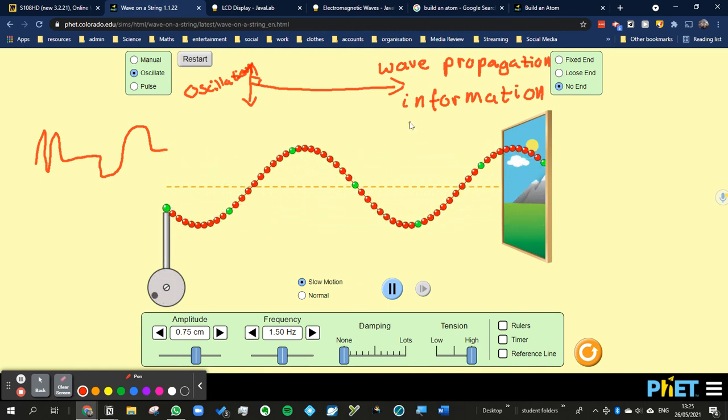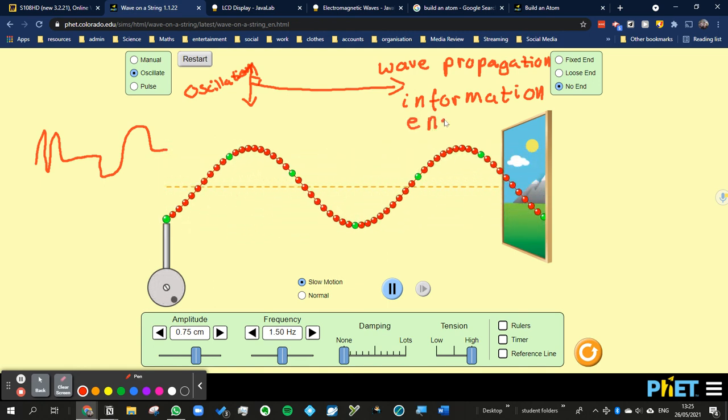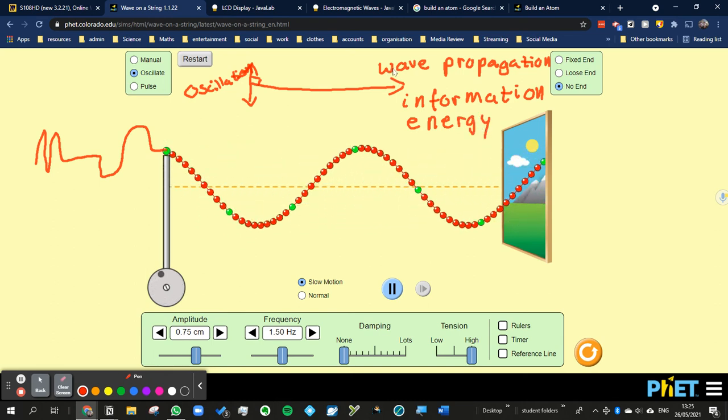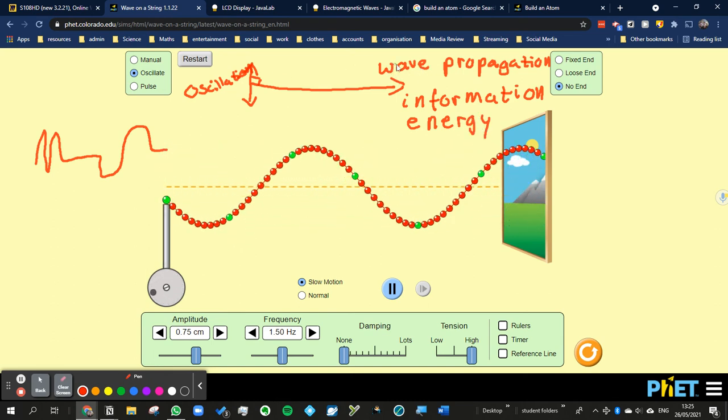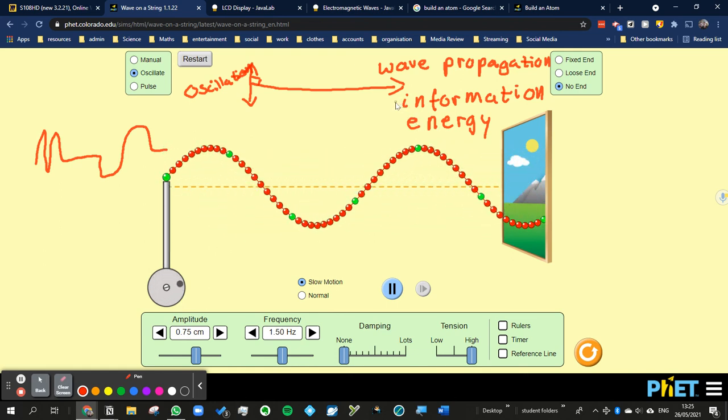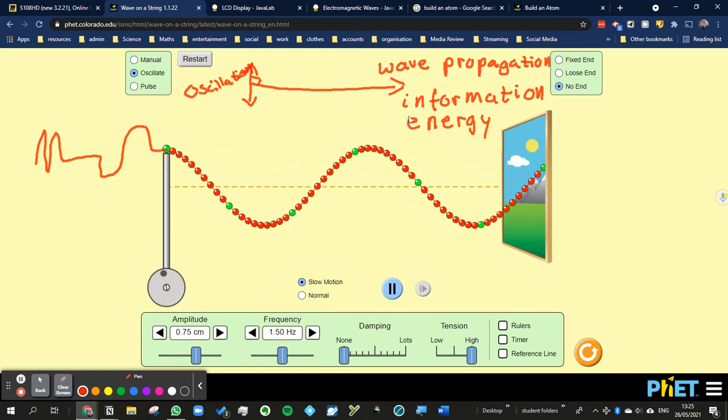You can also say it's transferring energy. So you could talk about, usually what they want is the wave propagation or sometimes energy, but I have seen them talking about information before.